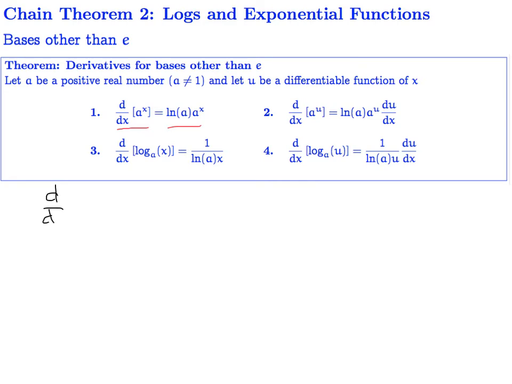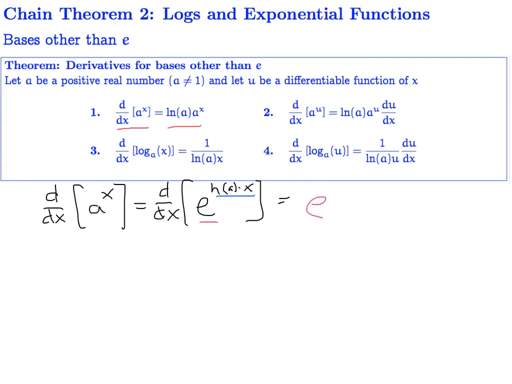Well, the derivative of a to the x is going to equal the same thing as the derivative of e to the natural log of a times x, because this is how we defined it. But this right here is just a nice composition of functions, so our chain theorem works. E to the something is our outside function. Natural log of a times x is our inside function. So when we take the derivative, we're just going to have e, leave that inside function alone, multiply by the derivative of the inside function.